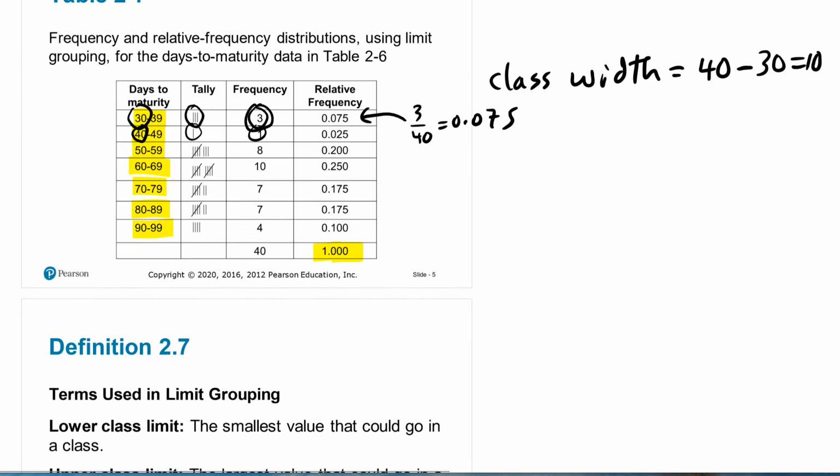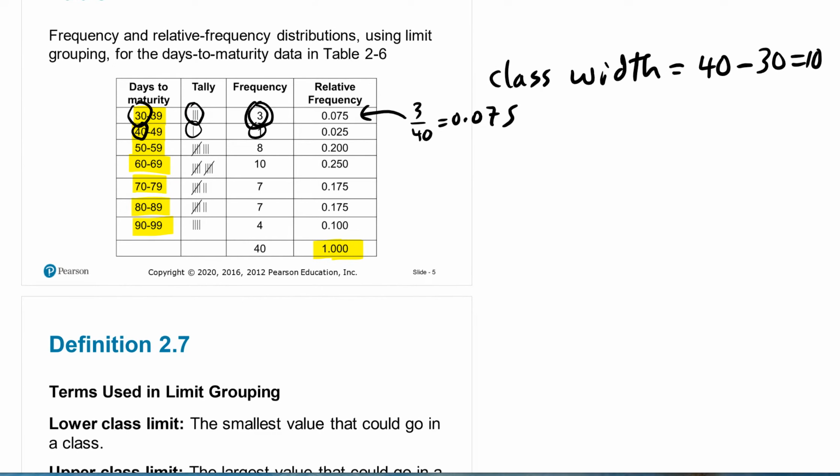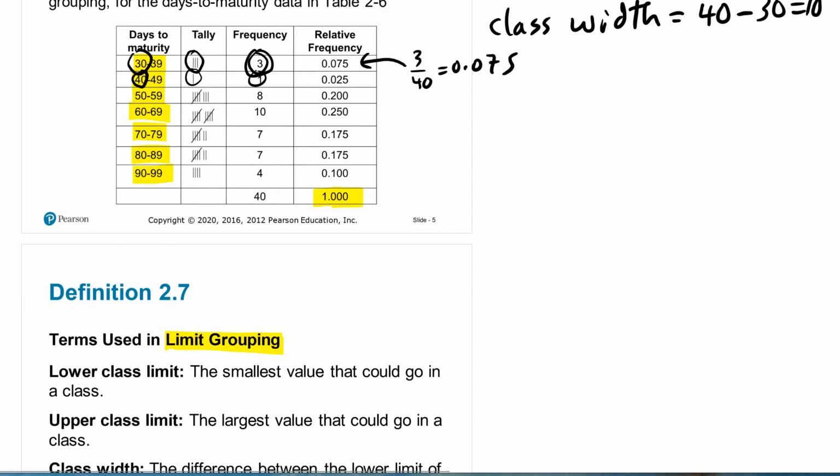Now, this method is called limit grouping. And so they talk about the lower class limit. This is the smallest value that could go in each class, like 30, 40, 50, 60. The upper class limit is the largest value that goes in each class. In this case, 39, 49, 59, 69, and so on and so forth.